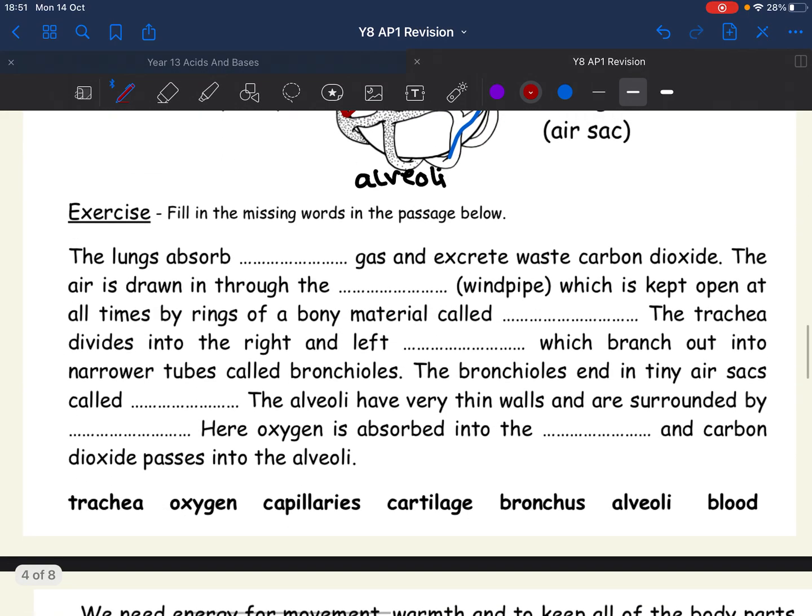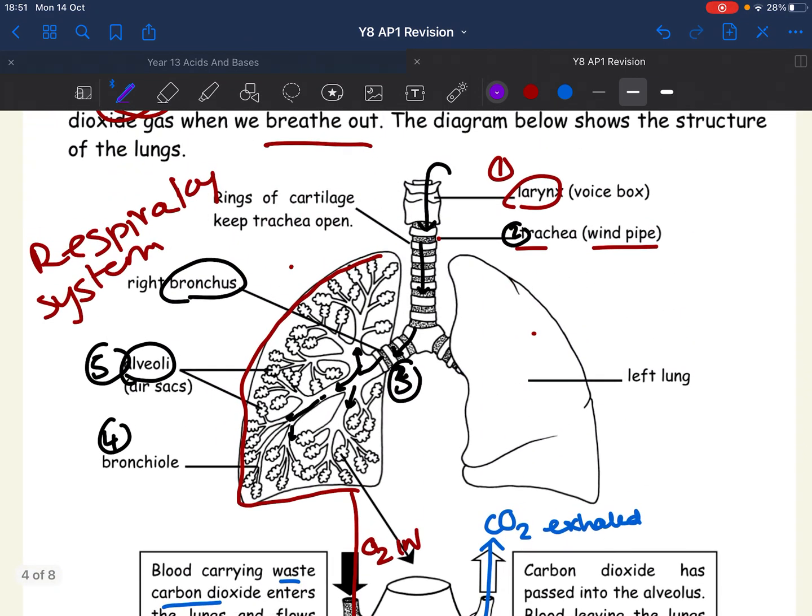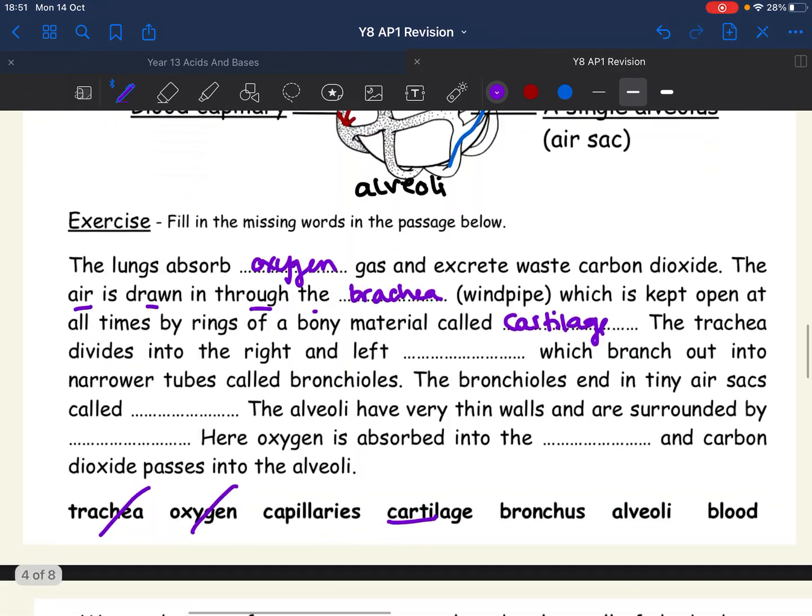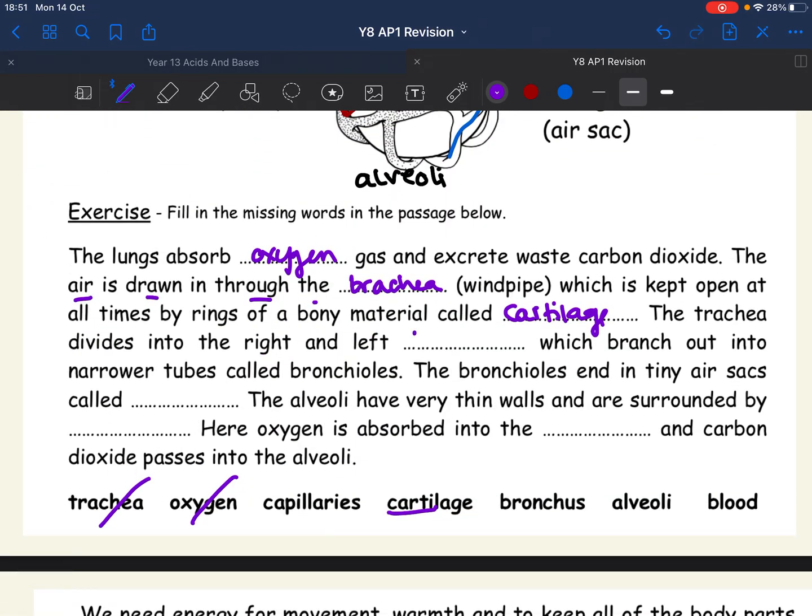So we'll fill in this exercise together for this one. So you can pause the video and have a go, but we'll fill it in now. So the lungs absorb oxygen gas. So we've used that. And excrete waste carbon dioxide. The air is drawn in through the trachea, which is the windpipe, which is kept open at all times by rings of bony material called cartilage. So the cartilage were, in this diagram, these rings there. That's the cartilage.